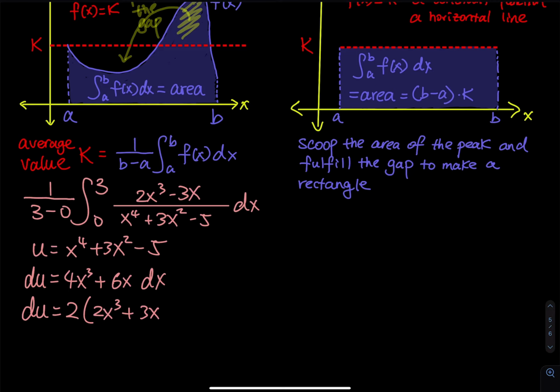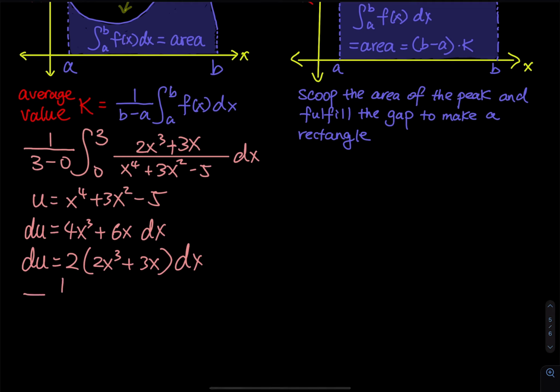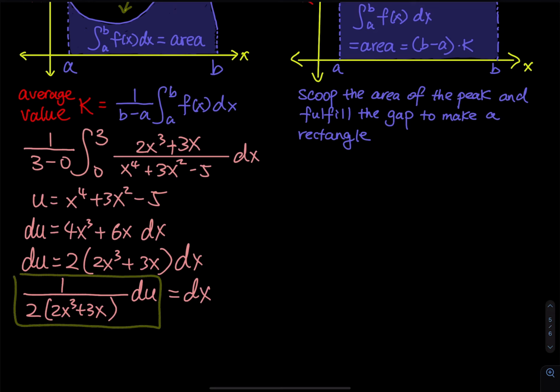You know what? That is a minus 3x, so in order to complete the problem, we have to change that to a plus. That's the only way to perform a cancellation. So dx equals 1 divided by 2 times (2x to the third plus 3x) du, which gets rid of the top. When you perform the change of variable, the dx will be replaced by this piece.